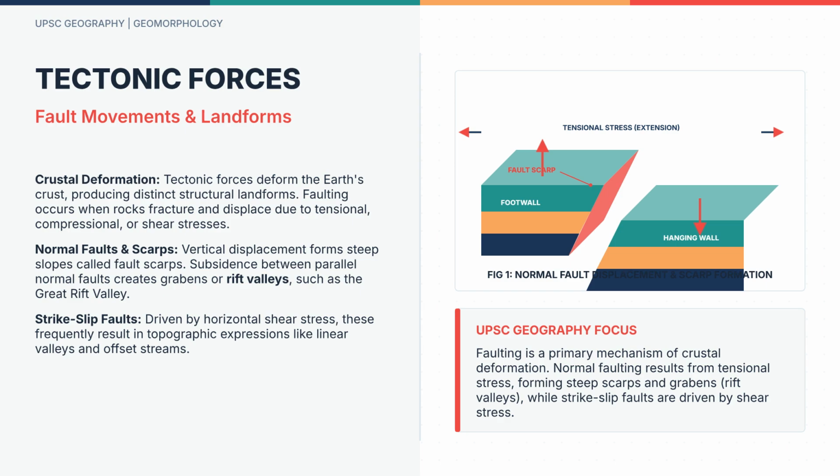Tectonic forces cause crustal deformation and faulting. Normal faults, driven by tensional stress, create features like scarps and rift valleys. Strike-slip faults, caused by horizontal shear stress, result in linear valleys and offset streams.